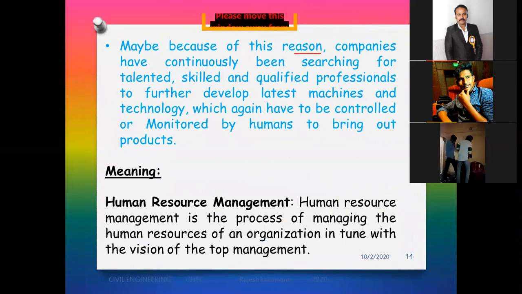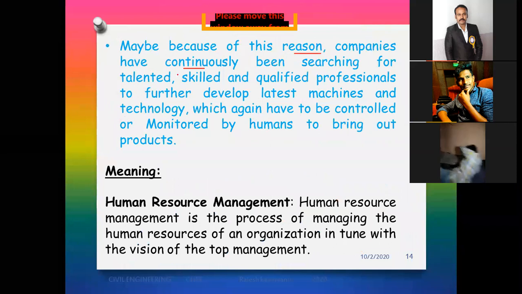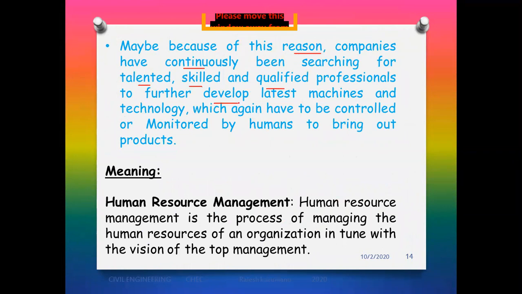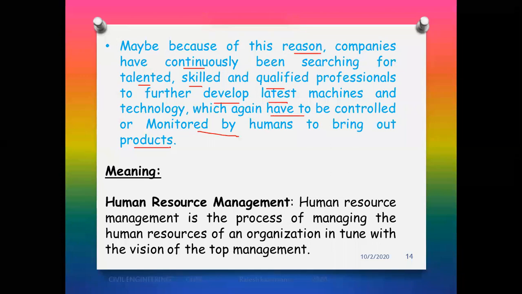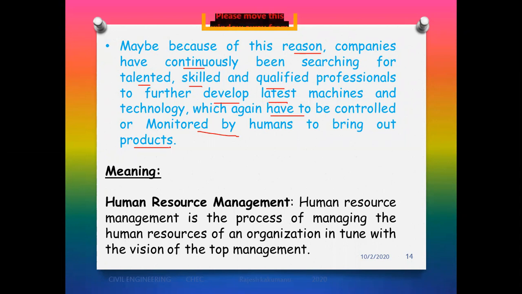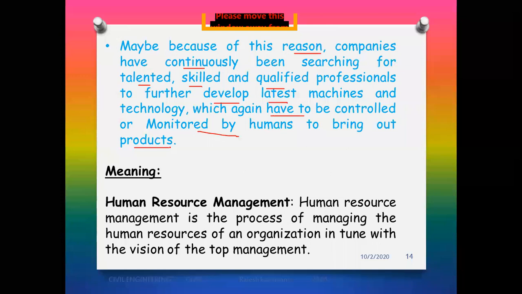Because of this reason, companies have continuously been searching for talented, skilled, and qualified professionals to further develop the latest machines and technology, which again have to be controlled or monitored by humans to bring out the products. So finally, recently, we are talking about skill development. The HR people are roaming around the colleges and universities throughout India and taking the talented people. Why are they taking talented people? To control the machines, methodologies, and technology.